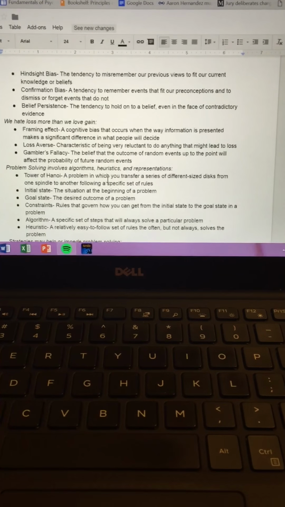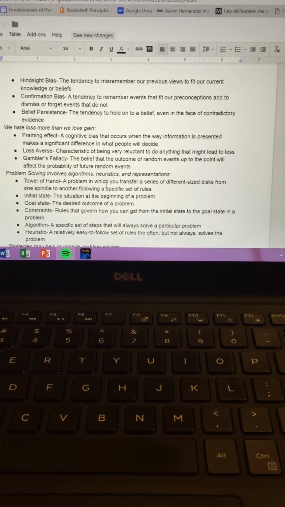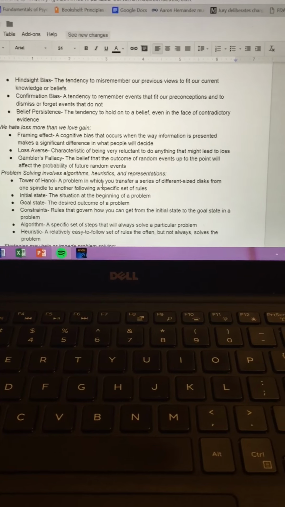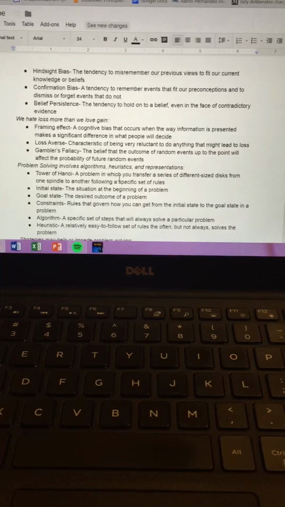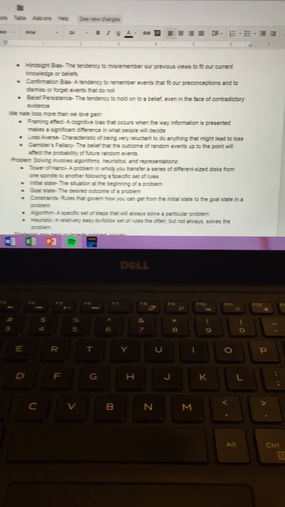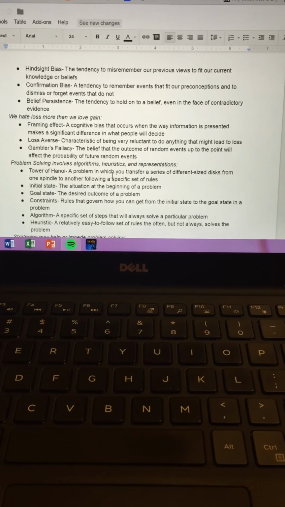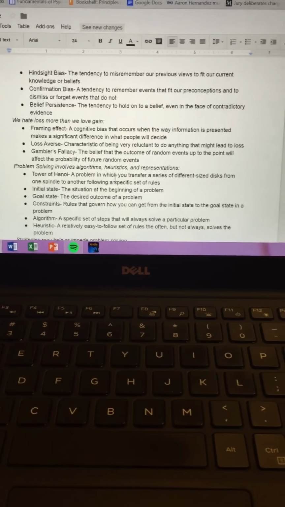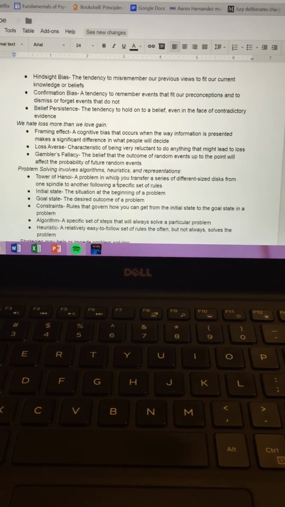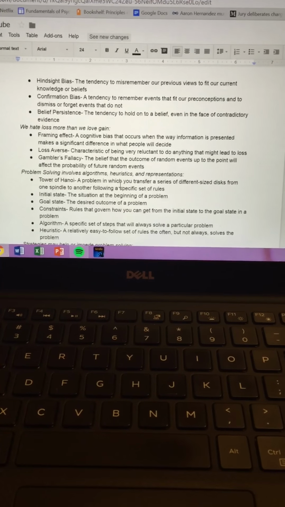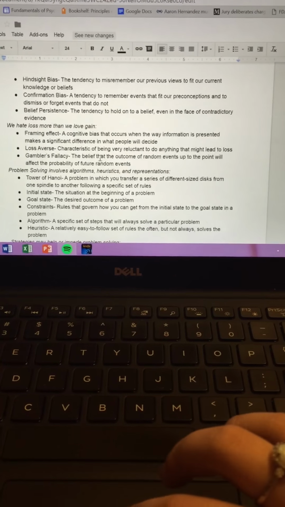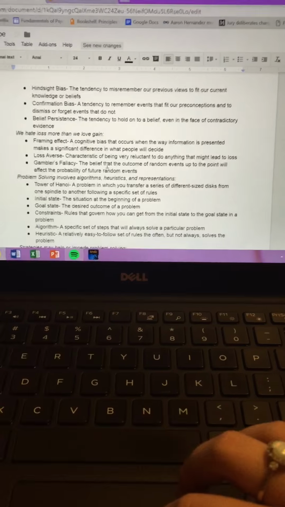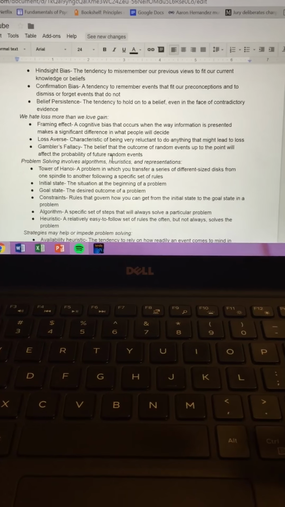Confirmation bias is when we remember events that fit our preconceptions and dismiss or forget events that do not. So when we already have something in our head that we believe, we'll try to pick certain events that fit our belief and try to dismiss other events that disprove our already held belief. Belief persistence is the tendency to hold on to a belief even if we find out that it's wrong.